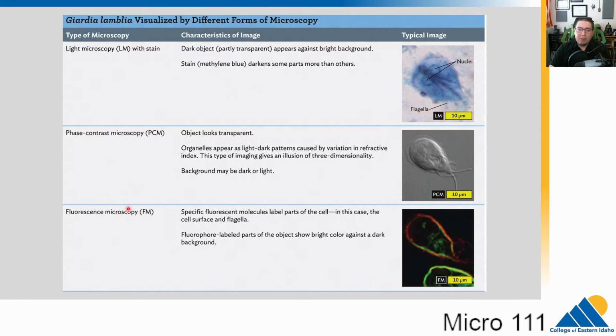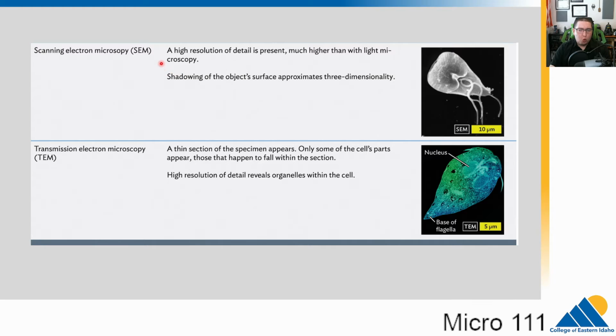Then there's fluorescence microscopy. This uses light, but it uses special glowing light that fluoresces, like when we talked about that toxin, the antibody labeled with a fluorophore, that can glow. To do this, you need special dyes and equipment. Then if we want to get really small, we have what are called electron microscopes.